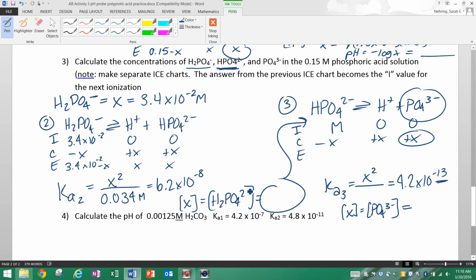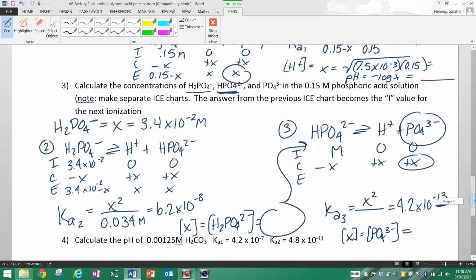You could also go through and look at your X value and see if it would have made a difference if you'd added this to your hydrogen ion concentration, whether that would have affected your pH or not. And you should find that it does not affect your pH because these numbers will be so much smaller than this value right here, the 0.034. So that's an overview of what to do with these polyprotic acids.